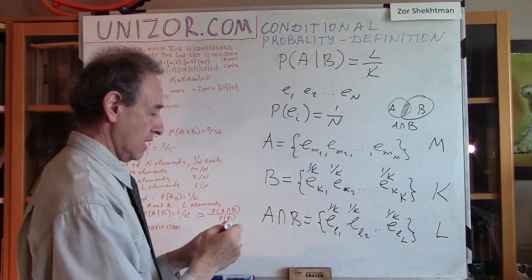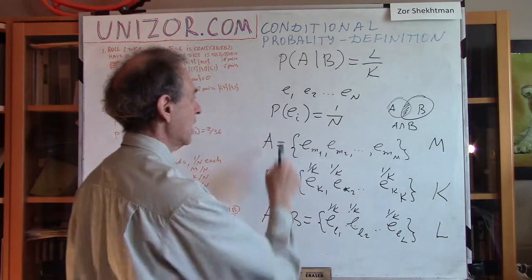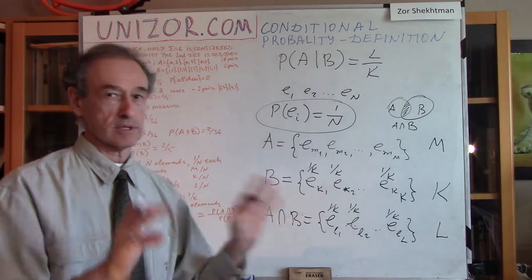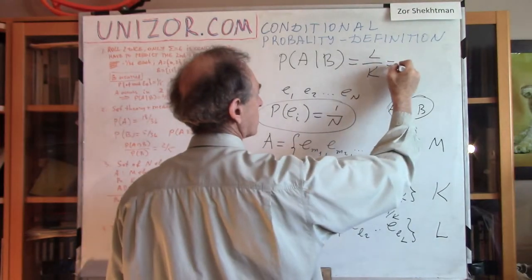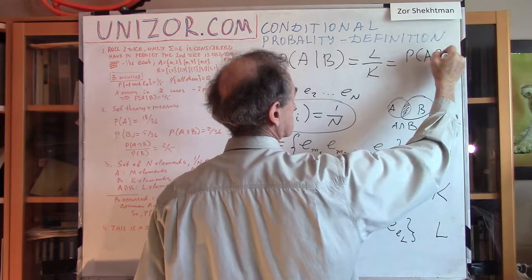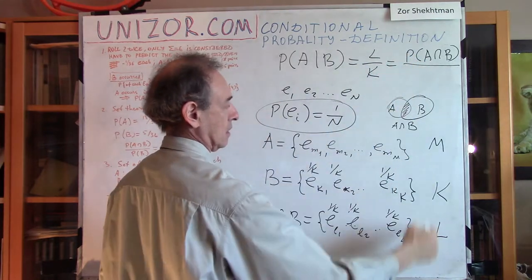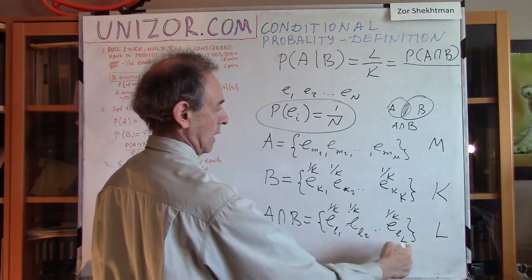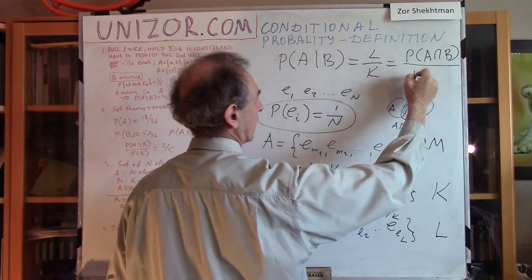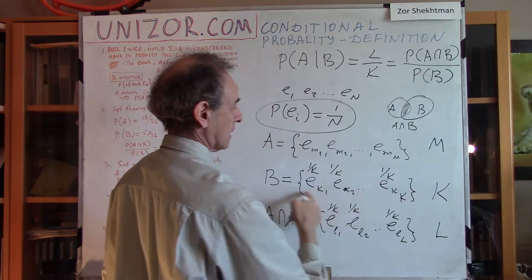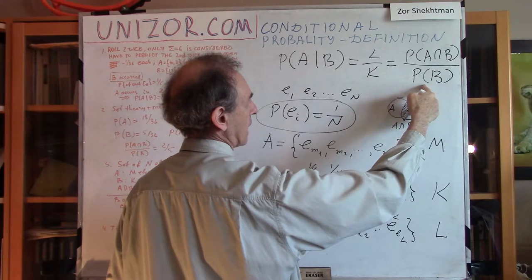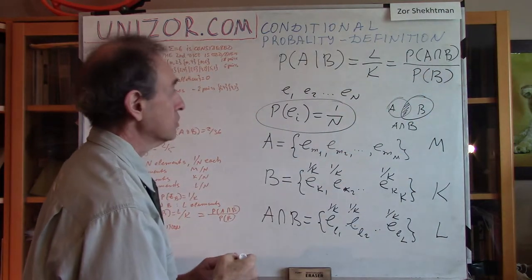But on the other hand, if you forget about redistribution of the probabilities and use the old probabilities, as if I just don't know about this redistribution, what happens? Well, this is obviously equal to the probability of A intersection B, which is what? L over n, right? L elementary events, each one has the measure of 1 over n. So this is L over n divided by the probability of B, which is k elementary events. So this probability is k over n. So it's L over n divided by k over n. So n is reduced and you get this.